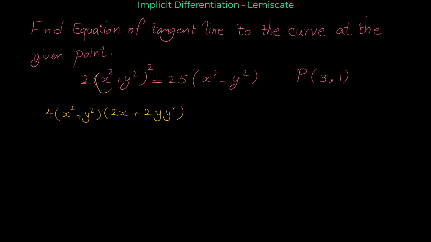The derivative of x^2 and the derivative of y^2 are similar. The derivative of x^2 is 2x, the derivative of y^2 is 2y, but because y is a function, we have to multiply it by y prime. Now let's see what the derivative of the right side of this equation is. The 25 is a coefficient. We keep the 25, and we have to take the derivative of this. The derivative of x^2 is 2x, and the derivative of y^2 is 2y y prime.